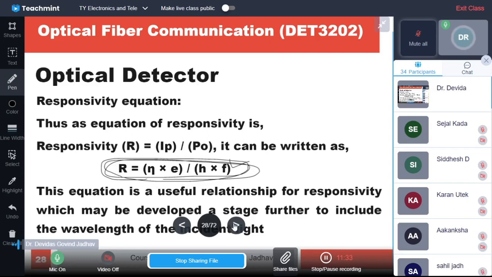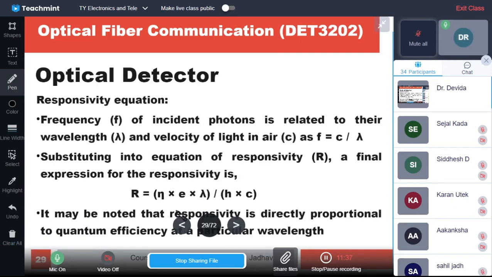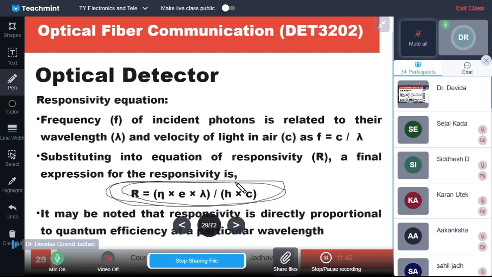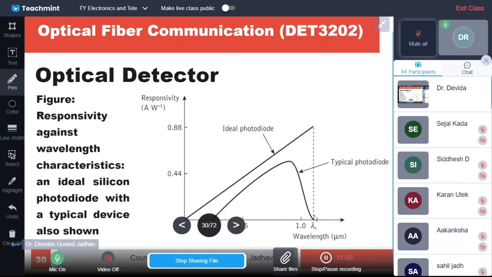Eta E lambda upon HC. So R is eta E lambda upon HC, or eta E upon HF, or eta E lambda upon HC. So this is the responsivity equation. The responsivity drops to 0 at a cutoff wavelength.